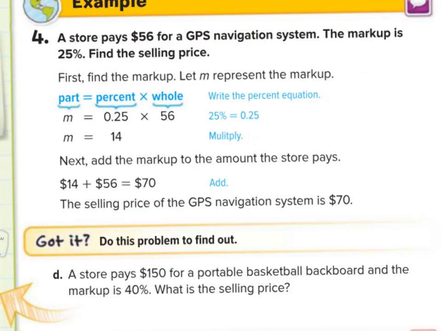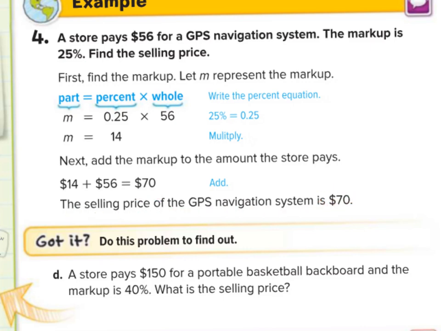Example 4. A store pays $56 for a GPS navigation system. The markup is 25%. Find the selling price. So we have to add 25% to this value so that we can create a price that the store will sell it for. First, find the markup. Let M represent the markup. Okay, so we're looking for 25% of 56. That's 14. So the markup is $14. If we add $14 to 56, we're going to get 70. So the selling price of the new GPS is $70.